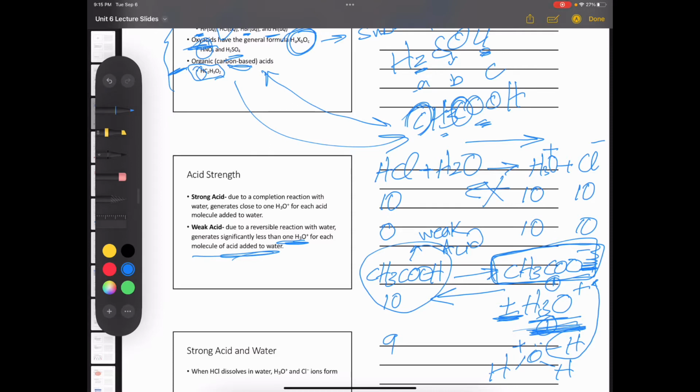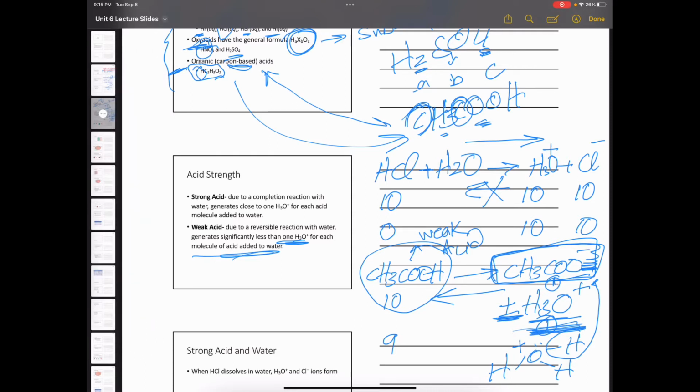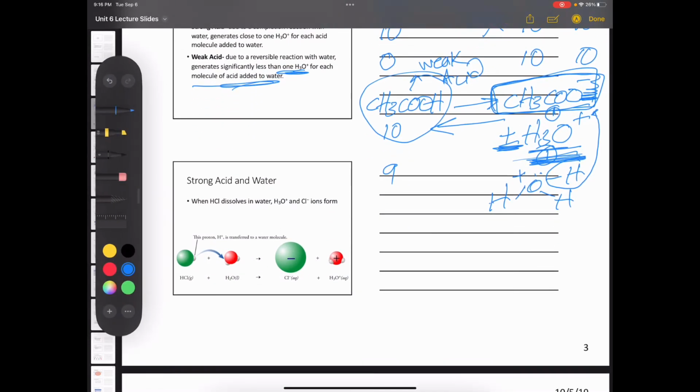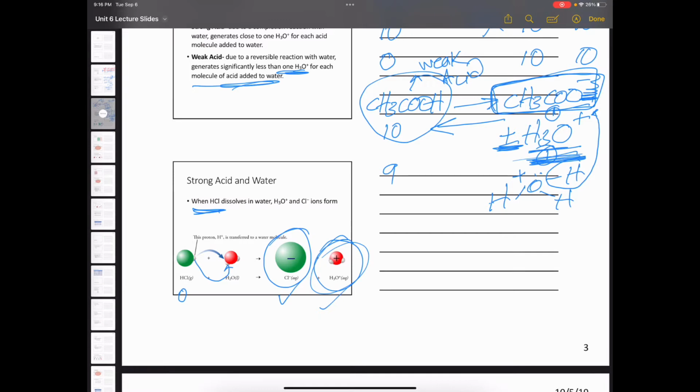So that's another way to categorize acids, which is strong acid and weak acid. Let's look at this diagram here. When HCl dissolves in water, as you see here, it will form chloride and hydronium ion. This proton here will bond to water and form the hydronium ion. It's a complete dissociation, as I said earlier. At some point in this reaction, there will be no HCl, and it will be all Cl and all hydronium ion.